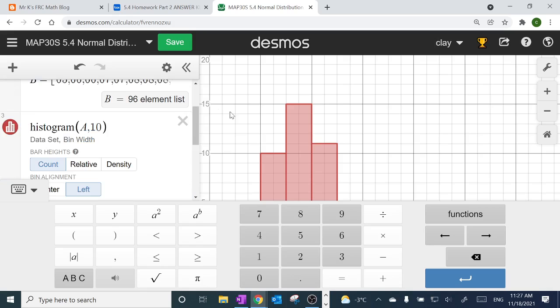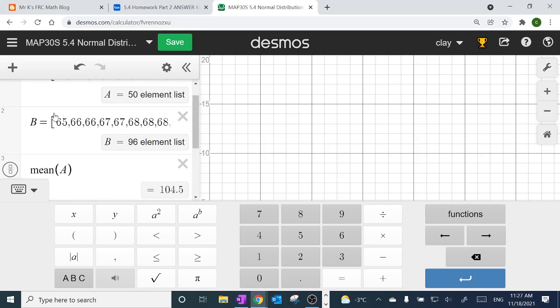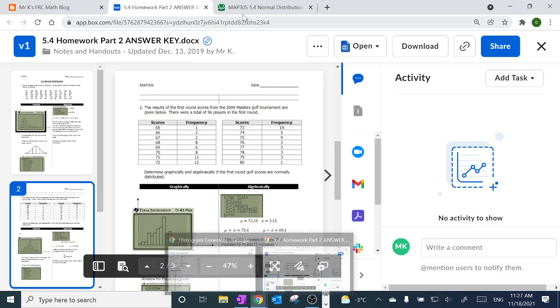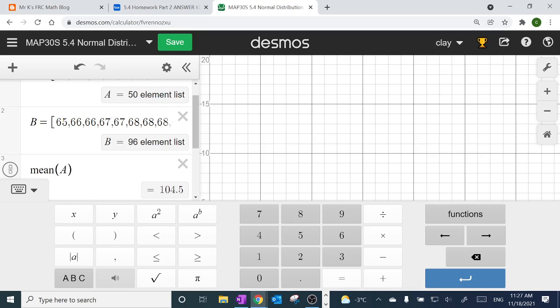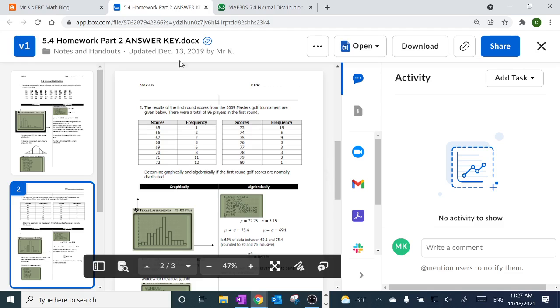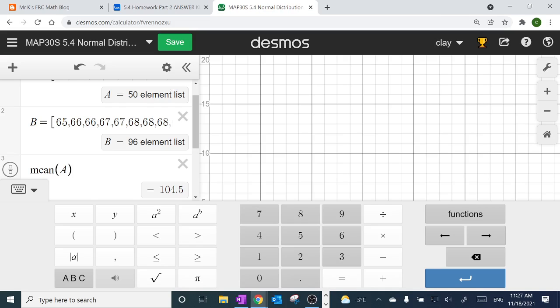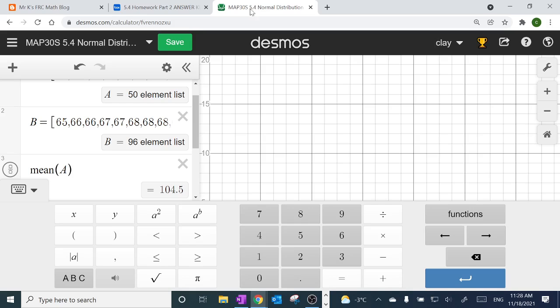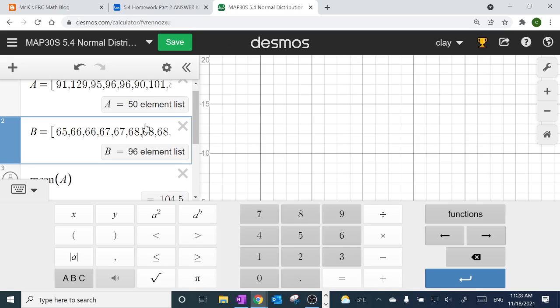So let me turn off this histogram here. I put them into B. And what I did was, on the table where it says that 65 happened once, on Desmos, I typed 65. When it said that the number 66 happened twice, I typed in two 66s. You see where this is going? When I got to 72, I had to type the number 72 12 times.